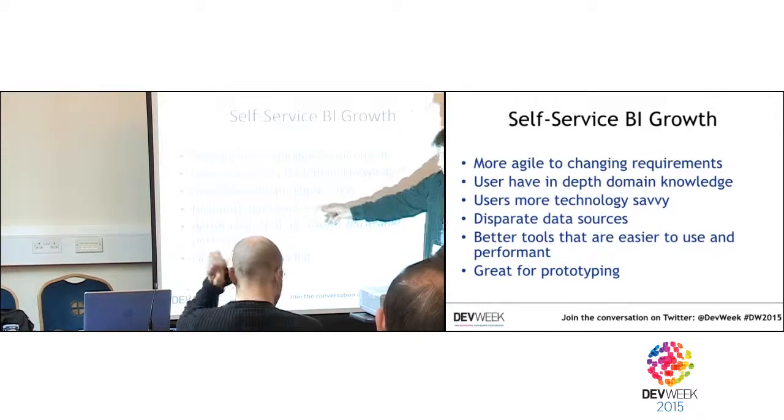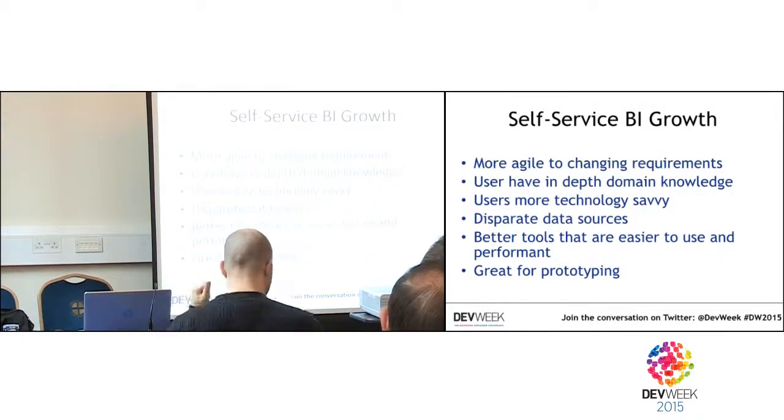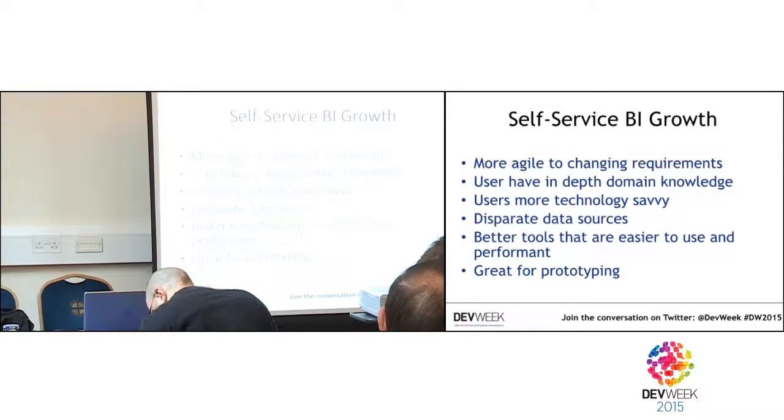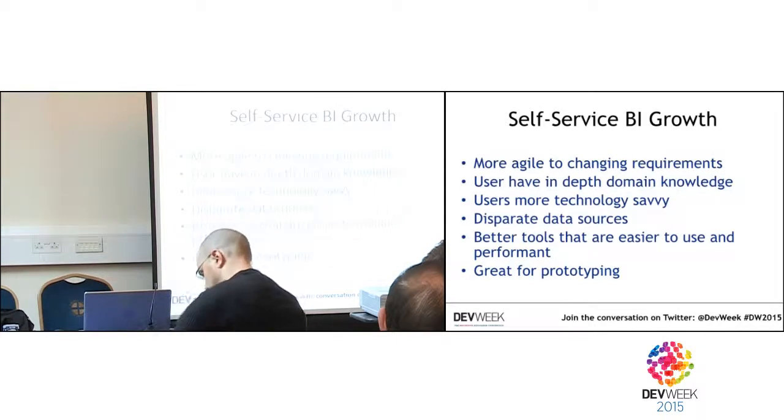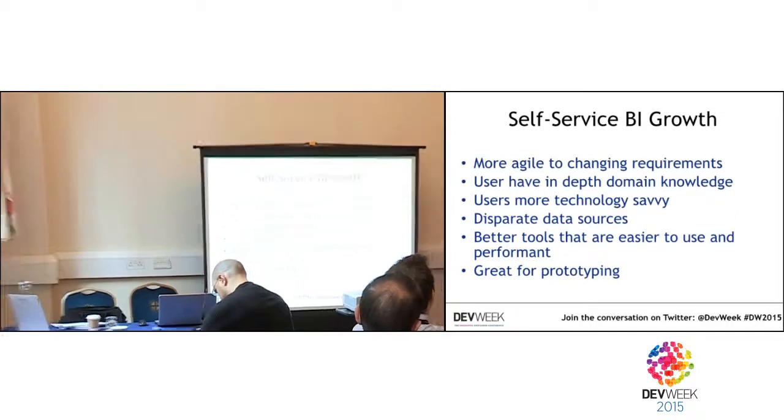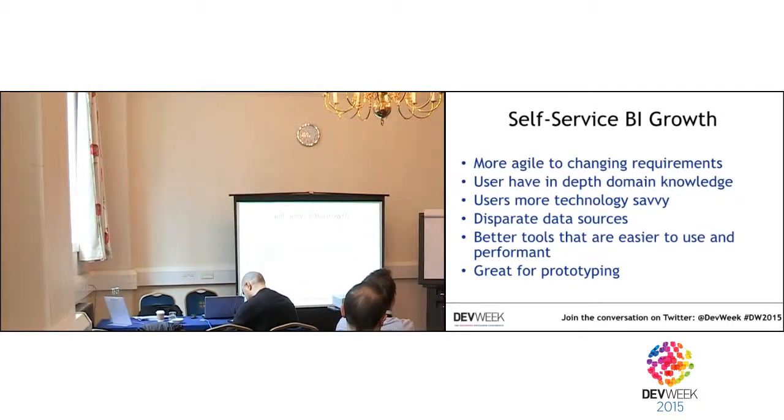The other thing is disparate data sources. This is huge. If you're talking about what kind of data sources we're using now, we're using data sources off of the internet. We have services that sell data. We have government giving away data.